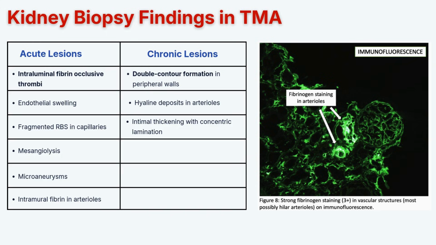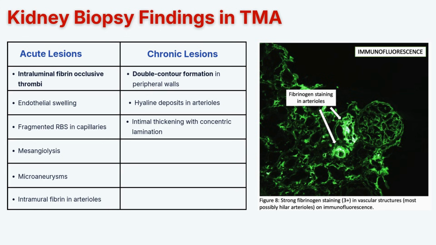We often see endothelial swelling, reflecting a direct endothelial injury. Within the capillaries, red blood cells become fragmented as they pass through these microthrombi, which mirrors the schistocytes we see on the peripheral smear. Mesangiolysis may be present, sometimes accompanied by microaneurysm formation, and intramural fibrin deposition within arterioles.